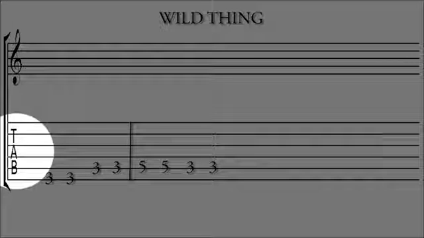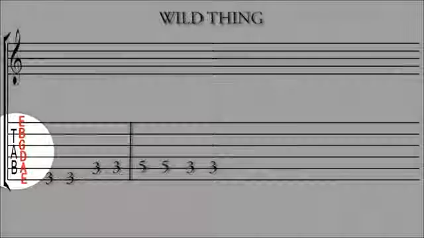The bottom line is your low E, 6th string. The next line is your A string. The 3rd line is your D string. The 4th line is your G string. The 5th line up is your B string. And the last line up is your high E string. It's kind of the opposite of the way you would think it would be, but that's the way it is.